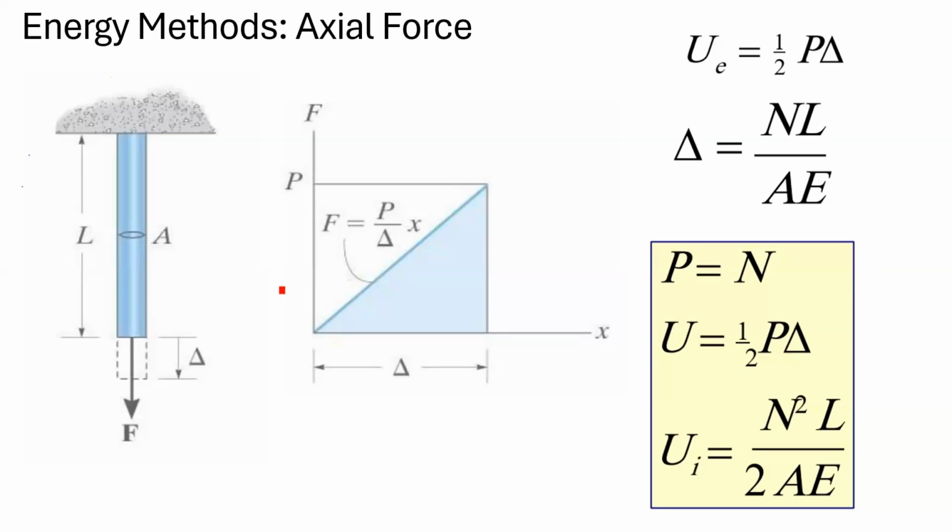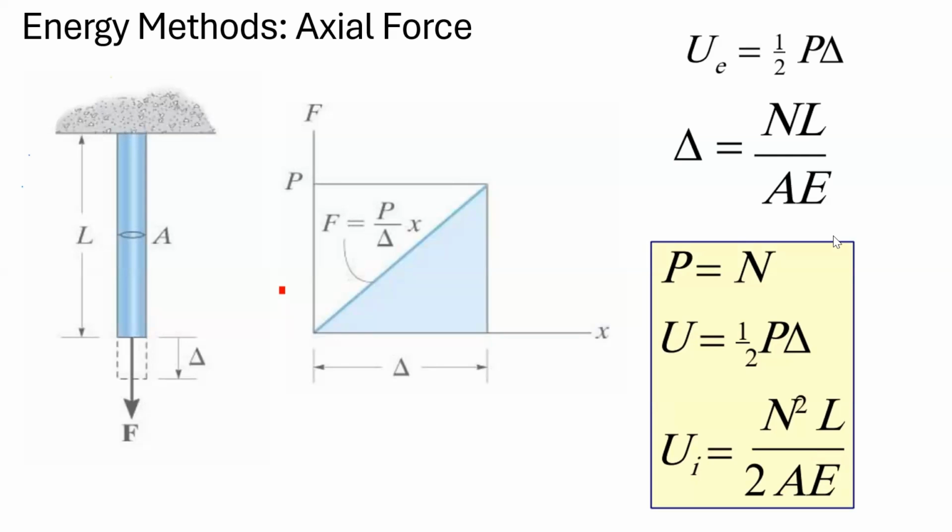And delta, as we know, is PL divided by AE. Stress is directly proportional to strain, so stress is equal to E into strain, and using that equation we can obtain the value for delta. Delta is equal to PL by AE. We substitute N instead of P, and we get the energy equation N square L by 2AE. This is the energy expression for the axially loaded member.